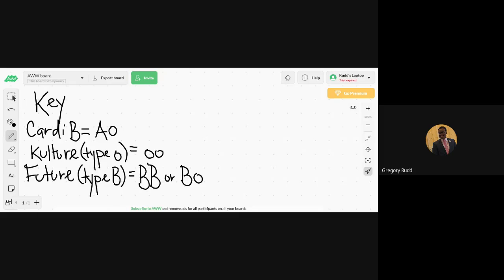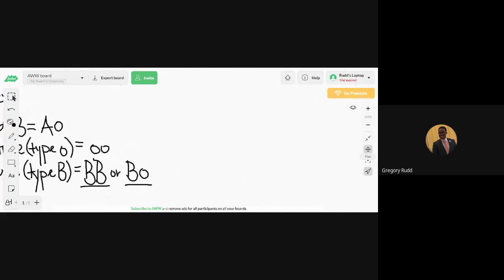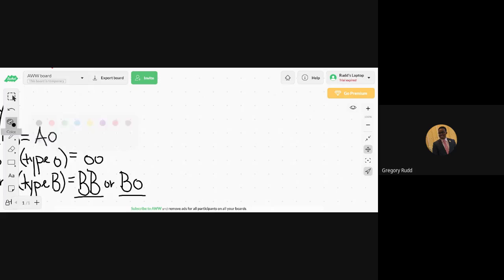Okay, so again, we're running into this complication. Future has 2 different genotypes. So we need to have 2 Punnett squares to determine if he is actually the father or could be the father.